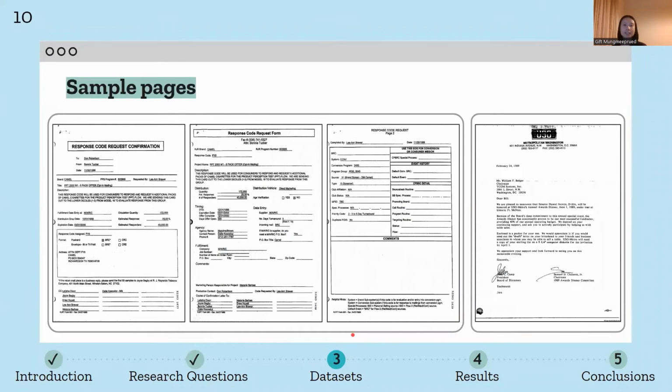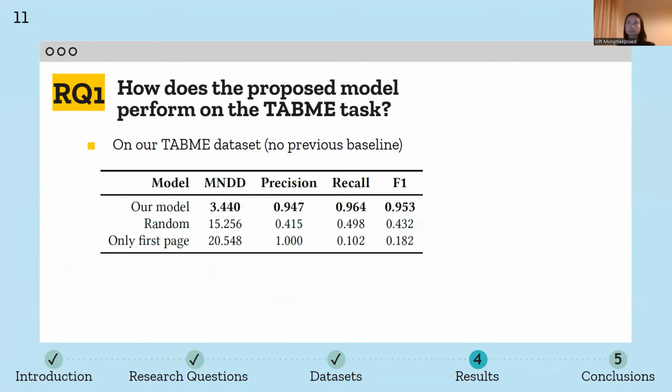Here are sample pages from a folder. As we can see, the first 3 pages belong to the same document, while the last page is from another document. We might need help from both the language model and the image model to predict the correct segmentation.